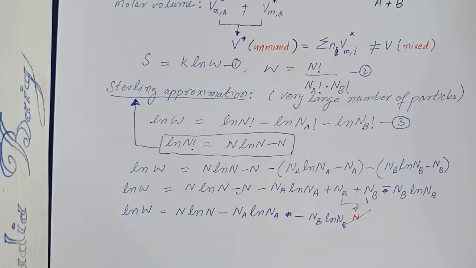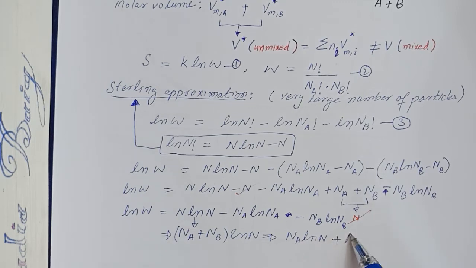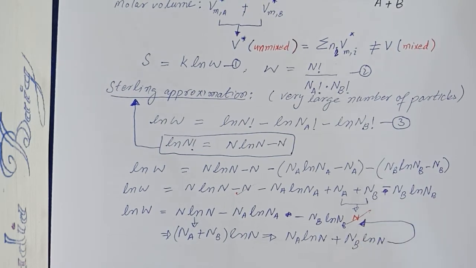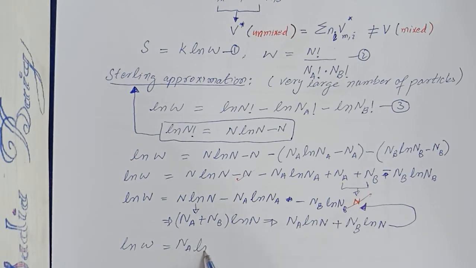Again we can see that n is the sum of Na plus Nb, and we can write that this term is equal to Na log natural of n plus Nb log natural of n, and this term can again be simplified as Na log natural of n plus Nb log natural of n. According to this addition, we can simplify this equation as log natural of W equal to Na log natural of n plus Nb log natural of n.